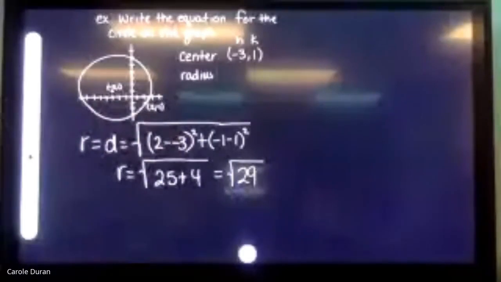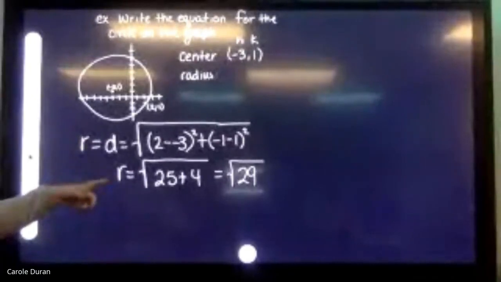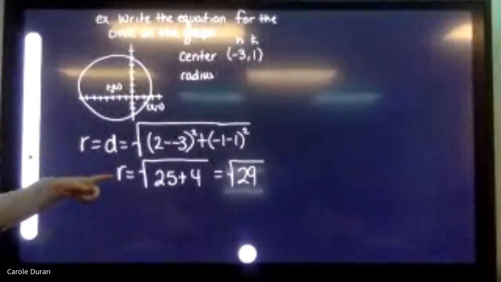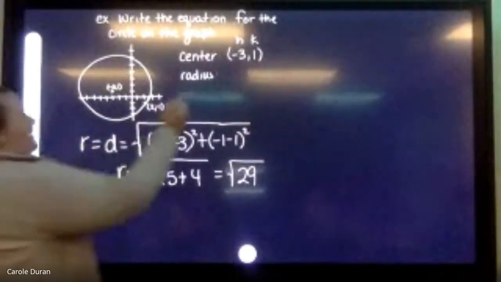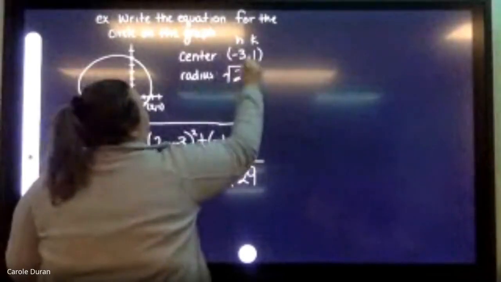If it's not a perfect square, we leave it as the radical. I do not want the decimal approximation. I don't even want the reduced simplified radical. I want it exactly like that. Why is it okay to leave it like that? Because we're going to square it when we put it back into the equation. Good. So now I have the radius, and I have the center.